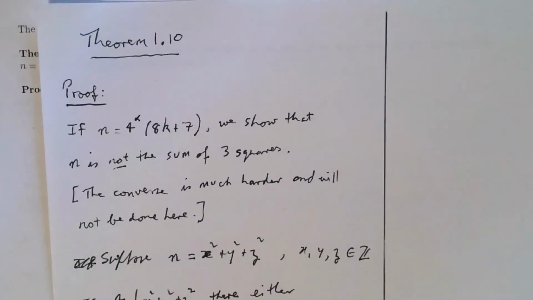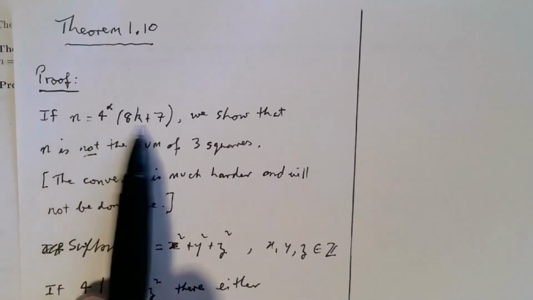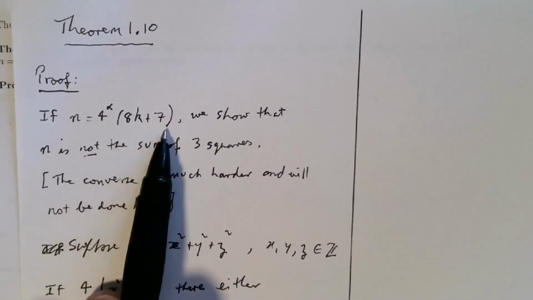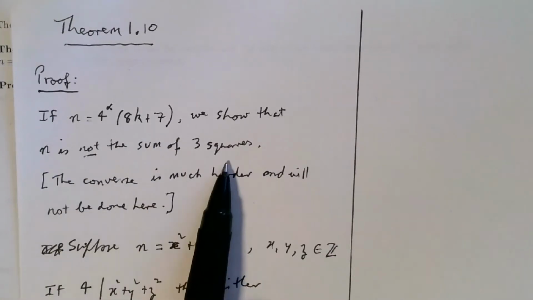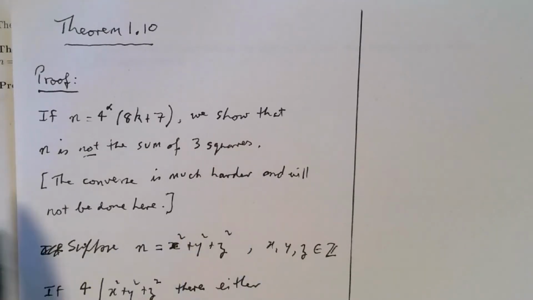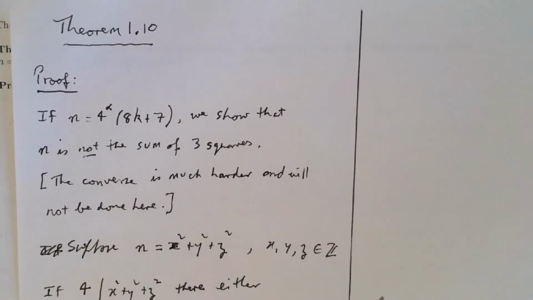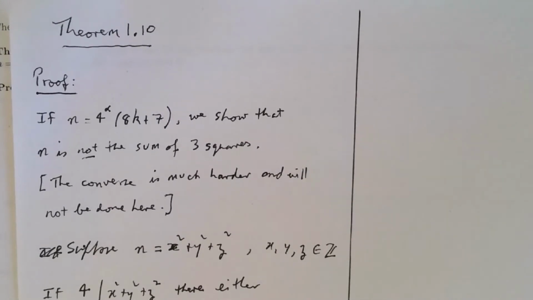Now the proof of this is not that difficult. I mean, we can have a look at the proof, which I've written out here. So let us suppose that our n is of this shape. It's a power of 4 times 8k plus 7. We've got to show it's not the sum of 3 squares. Now the converse, which I'm not going to do here, is much, much harder. That is, to show that if a number is not of this form, then it is the sum of 3 squares. That is very difficult. And in fact, if you hunt through number theory books, it's very hard to actually find a proof of this.